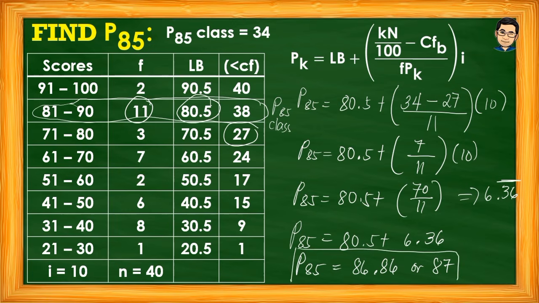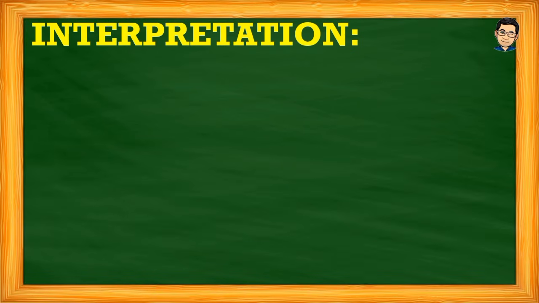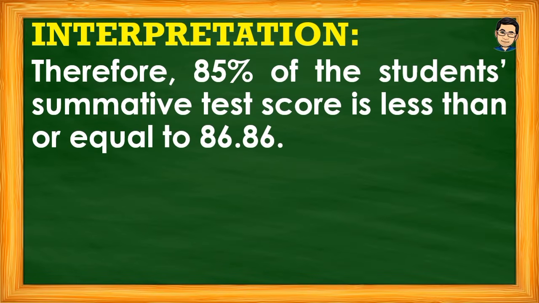So, yan po yung value ng P sub 85, yung 85th percentile. So, for our interpretation, therefore, 85% of the students' summative test score is less than or equal to 86.86 or 87.